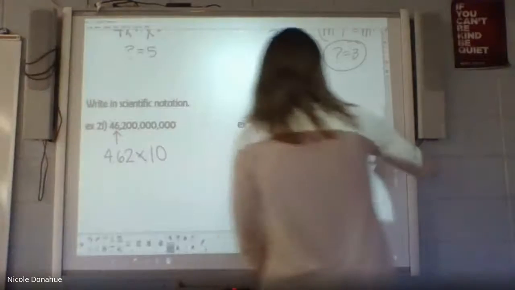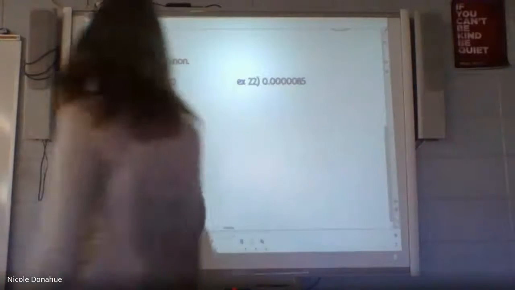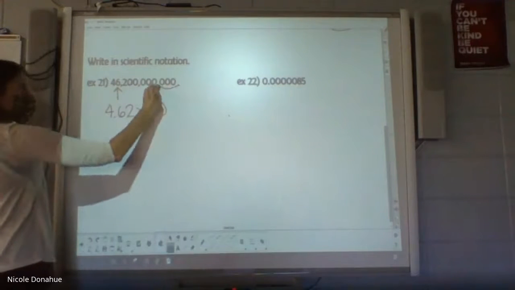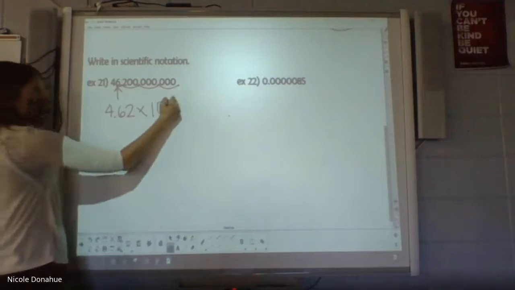I want to make this a really big number, and I'm going to count how many times I had to move the decimal place. So it's way back here, so I go 3, 6, 9, and then one more. 10. So it's going to be 10.